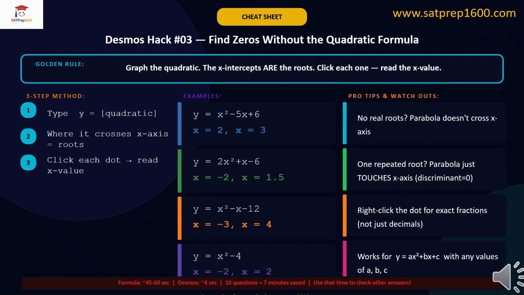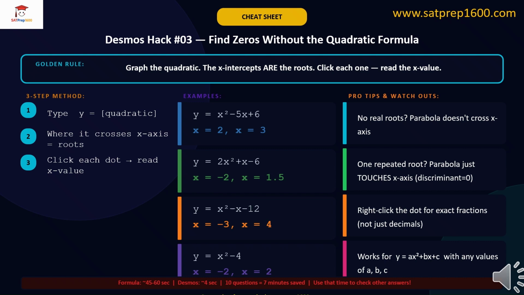Screenshot this slide. This is your cheat sheet. The golden rule: graph the quadratic. The x-intercepts are the roots. Click each one and read the x value. 3 steps. Type y equals your quadratic. Find where it crosses the x-axis. Click each.